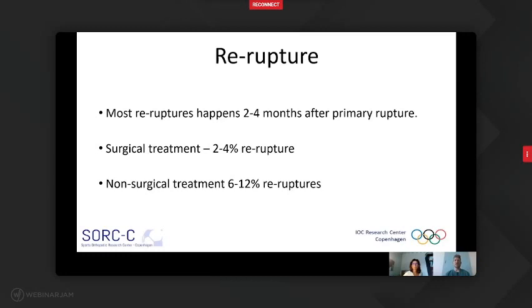That being said, some non-operatively treated cases simply haven't healed. And when you open them afterwards during surgery, you see that there was no chance that they would have healed. So they should have been operated on from the beginning. And those are the ones we try to find with the algorithm I showed before.